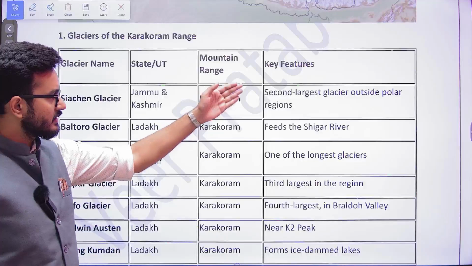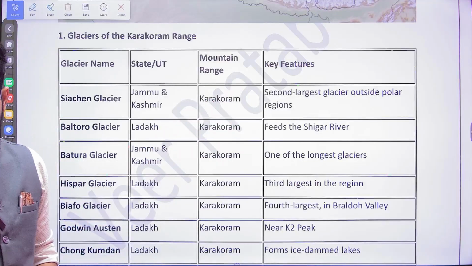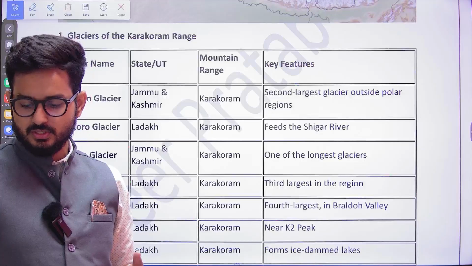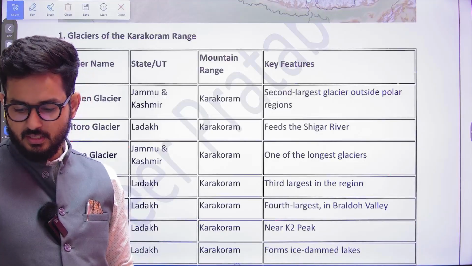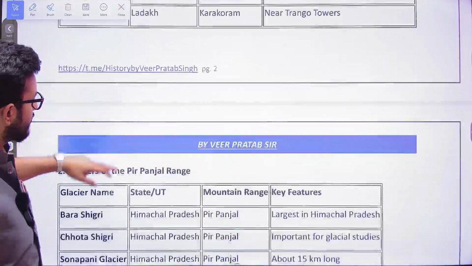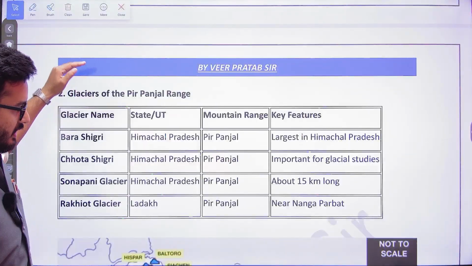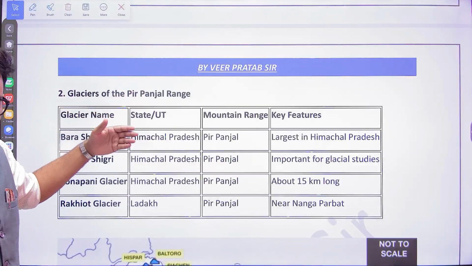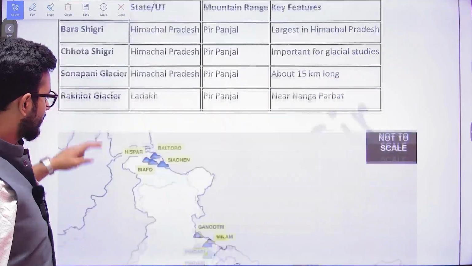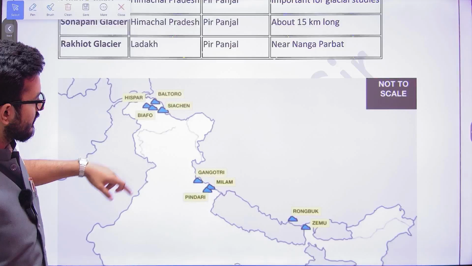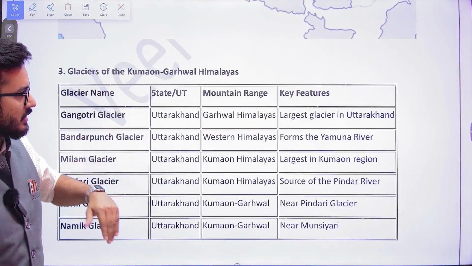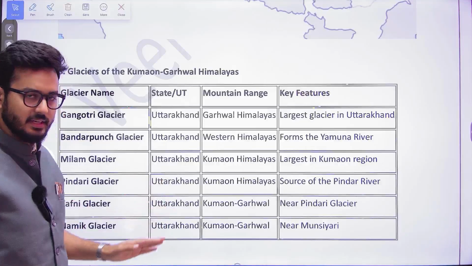There are also key features, that is, the importance of these glaciers, which is another aspect. This is what I have done: the glaciers in the Karakoram range, then the glaciers in the Pir Panjal range, which is also a range in the Himalayas. You can already see the important glaciers there. Then glaciers in the Kumaon Garhwal Himalayas, which are in Uttarakhand.